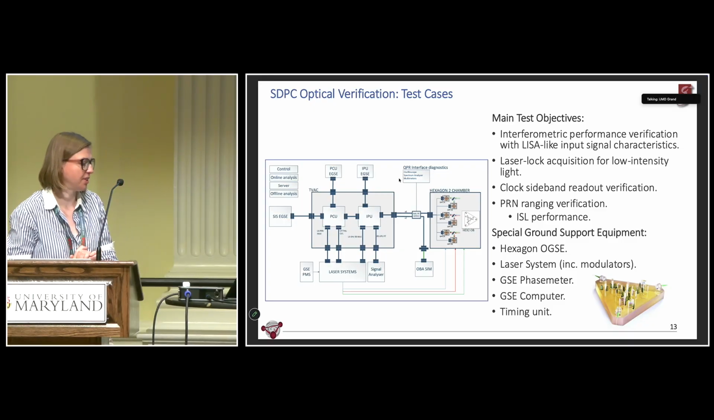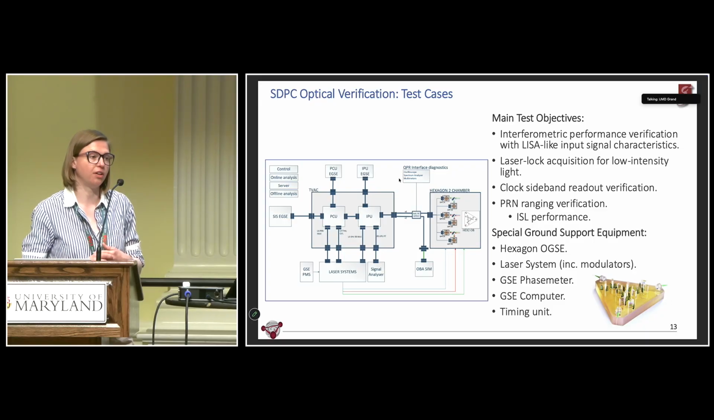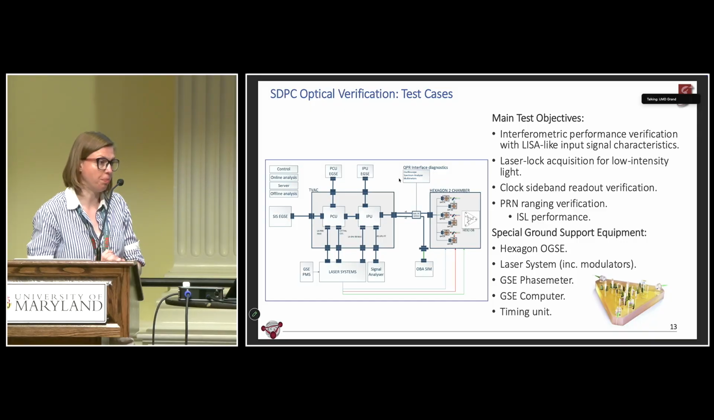And this is just a summary of the optical verification of the signal detection processing chain. As I said, first the interferometric performance, to measure the noise floor of the readout system, then clock sideband verification and PRN ranging verification, which includes the inter-satellite data link that we imprint on the PRN code, as well as the very important laser lock acquisition at very low light levels. For this, we are developing, or have developed, special ground equipment that is needed to provide this measurement.